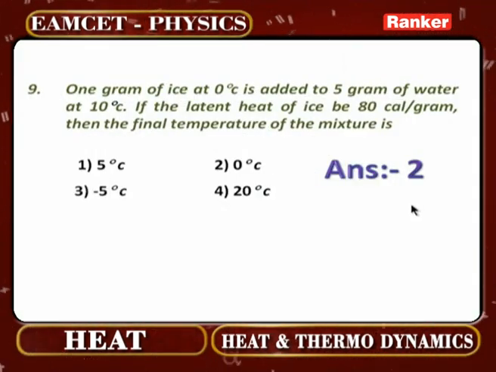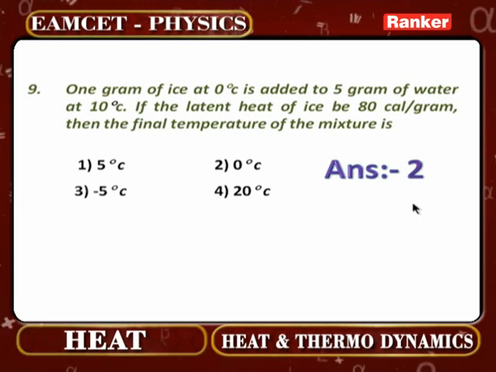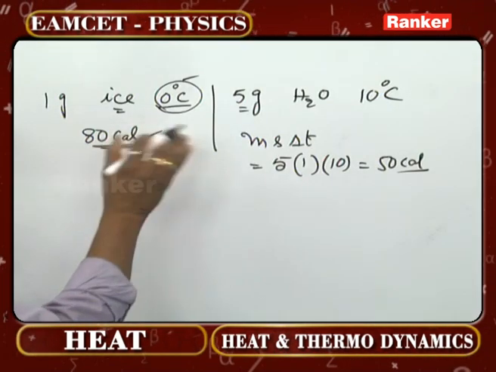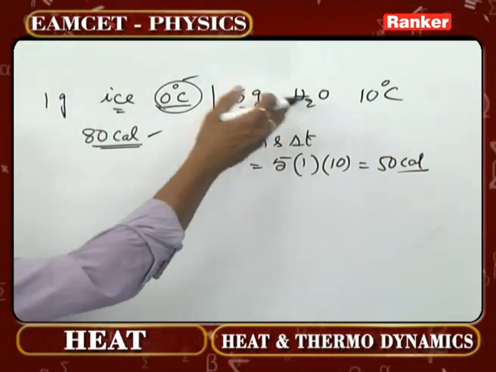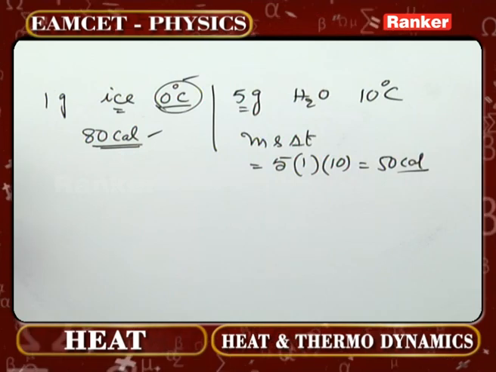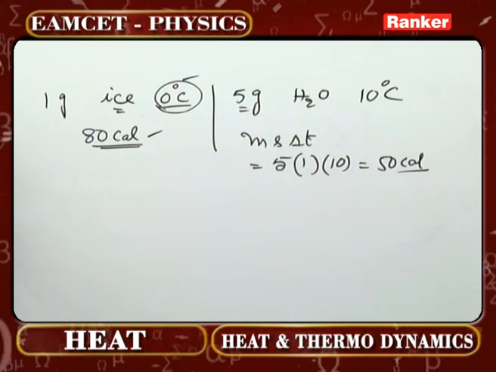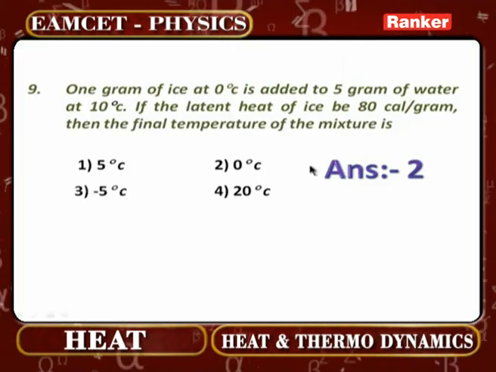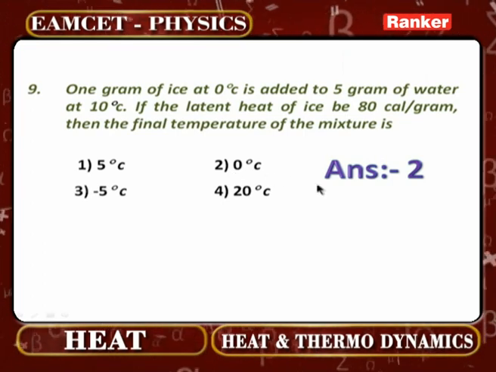So in such models, you need not directly equate the values and all. Understand directly how much that requires, how much this can provide. Looking at these two, you can finalize your answer at Eamcet level very easily. That is question number 9. The correct option for this one is going to be the second option.